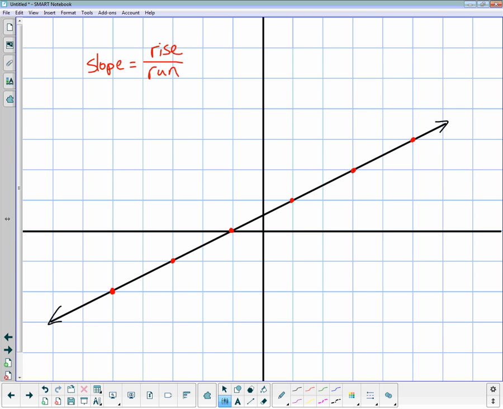Okay. The rise, is that x or is that y? Which is the rise? Y, because y's go up and down, x's go left and right. You have to rise before you can run.